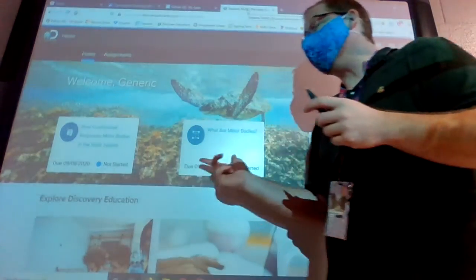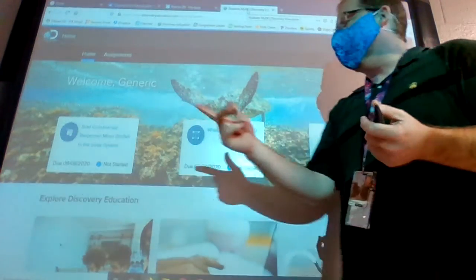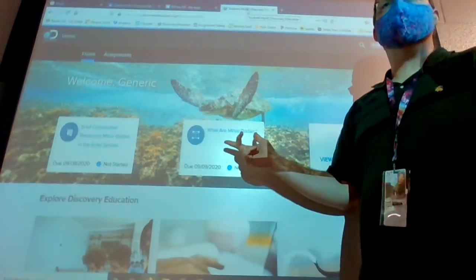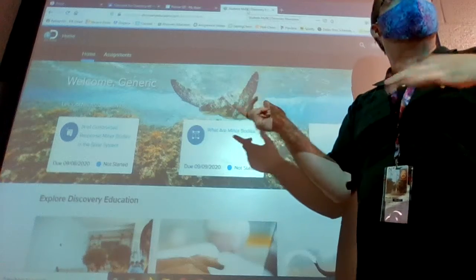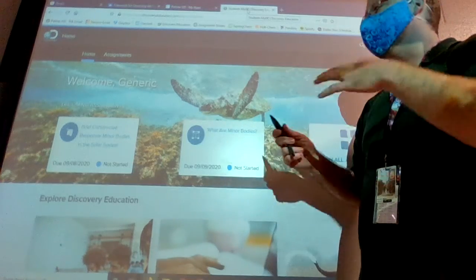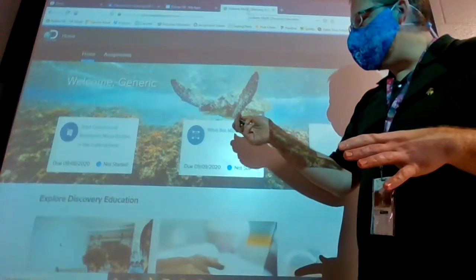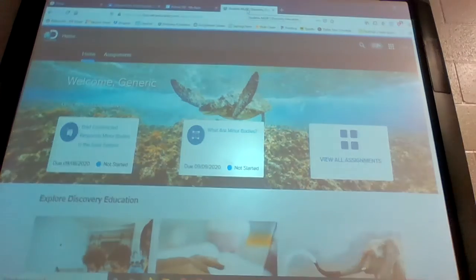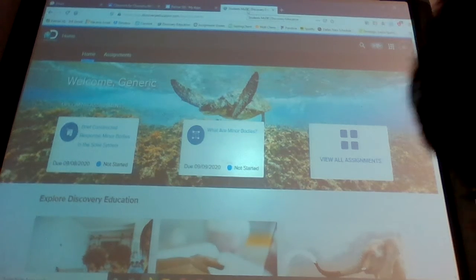So we have two things assigned today. One of them is an assignment. The other one is a reading, which isn't assigned for a grade, but I assign it to help you get to the part of the book where you can answer the questions. So I'm going to open up both of these. You can double click on this, or double tap on it.